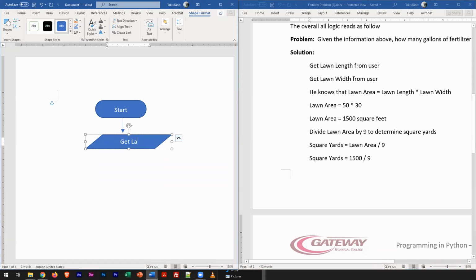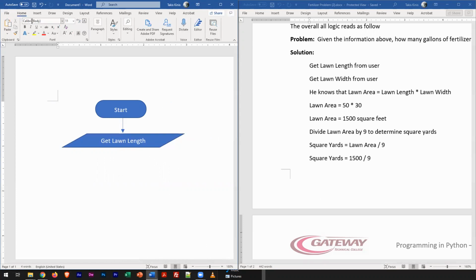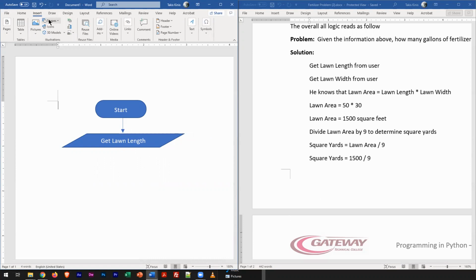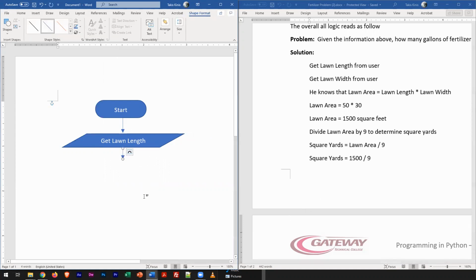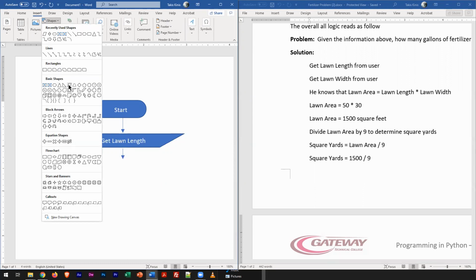Get lawn length. I did type that word, but it disappeared because the box wasn't big enough, so I'm just adjusting the box. I want you to notice you can move this stuff around too. You can use your keyboard arrow keys or your mouse. Then we're going to drop another arrow in. So go back to the shape palette, find an arrow, straight down. Doesn't have to be super long. And then I'm going to create another parallelogram to get the other piece.